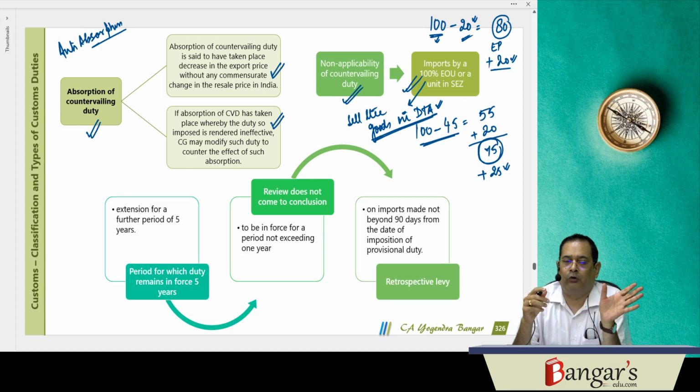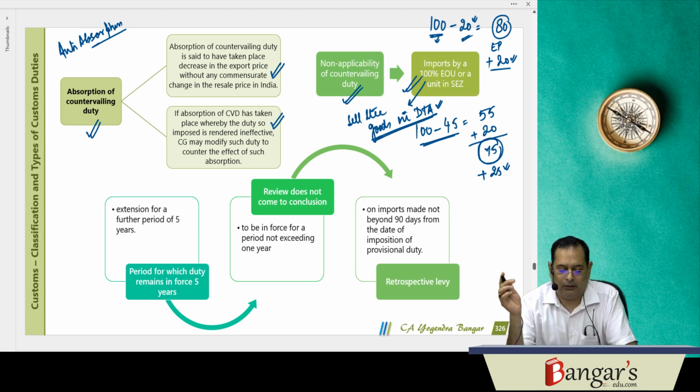So what will happen? Otherwise, what would have happened? The subsidized article would be first imported by an EOU, and from EOU it is sent to domestic tariff area, which will be damaging the Indian industry. Therefore, they say that the duty which was not levied earlier will be levied now.